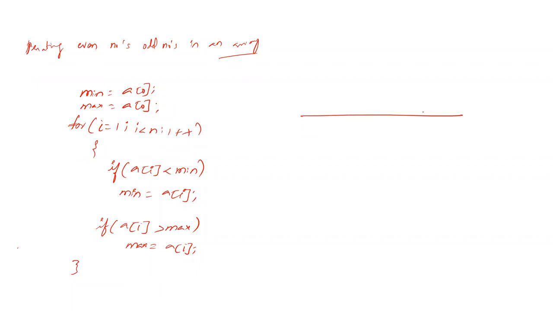What you are doing is, for example, there are 6 elements: 2, 3, 6, 1, 5, 4. These are the numbers I have. First I'm taking two variables, a min variable and another variable called max. To compare with all the elements, I should have some value in these, so a value has to be there.